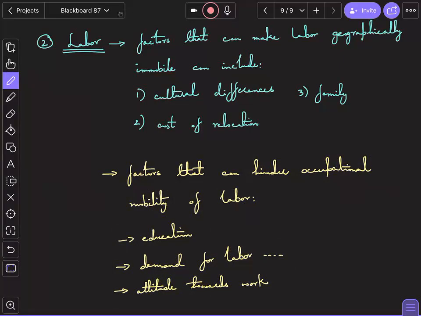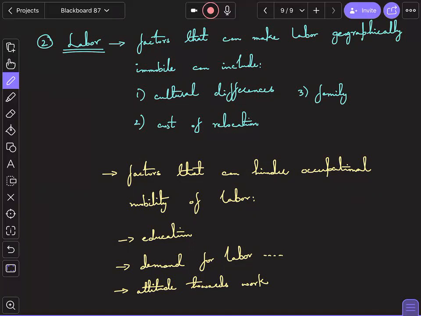For instance, if there is a high demand for doctors in any country during the pandemic, not many people can switch into the medical profession, or switch to the health profession. Why? Because you need to have 5 years of education, then you need training, development, etc., etc. So that hinders the occupational mobility.